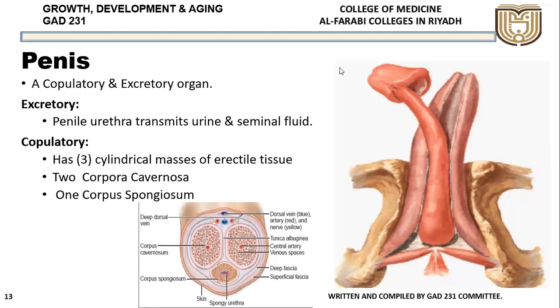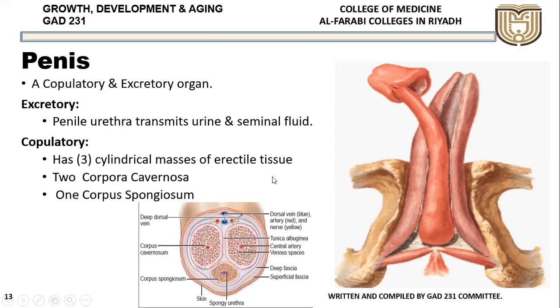Now coming to the last part of the male organs, that is the external organ, the penis. This is the penis, the copulatory as well as the excretory organ. The excretion is by the penile urethra, as you saw. This is the cut section. If you take a section, you can see here the three important structures which are present.